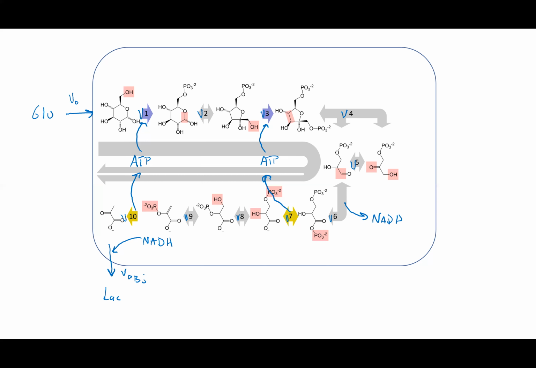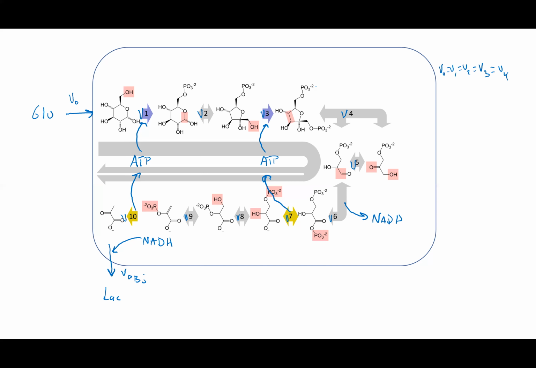Just in looking at this network, we can tell a few things. One is that V0 must equal V1, which equals V2, which equals V3, which must equal V4. We can tell that because if any of these fluxes weren't equal, then we would end up with a buildup of one of our intermediates, which would violate our steady state assumption.